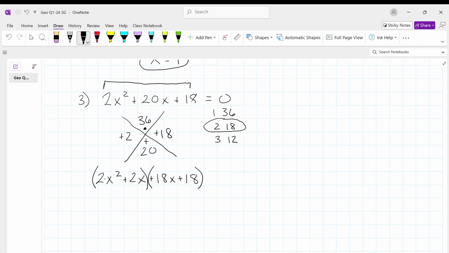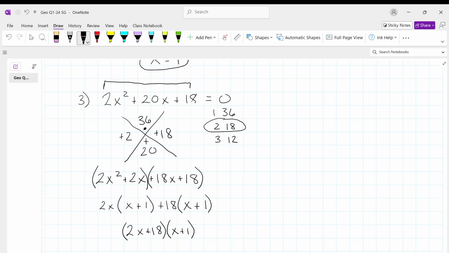So the common factor in 2x squared and 2x is a 2x. So you pull out a 2x, then you divide the 2x into each term. So 2x goes into 2x squared, x times. 2x into 2x goes 1 time. The common factor in 18x and 18 is positive 18. 18 divided into 18x goes x times, and 18 into 18 goes once. So your factors are 2x plus 18 and x plus 1.